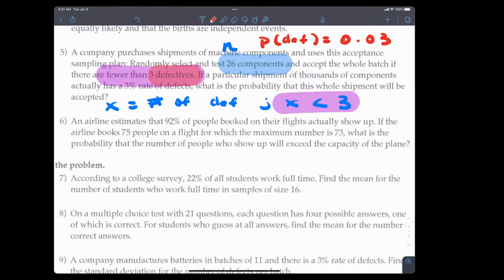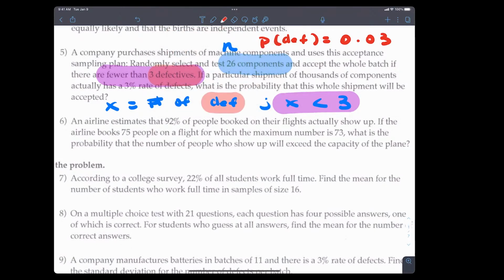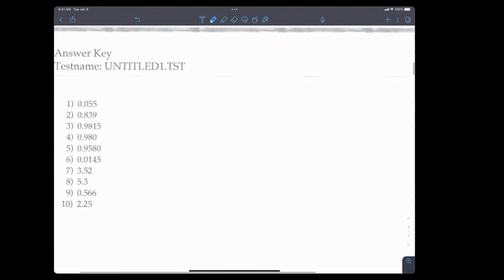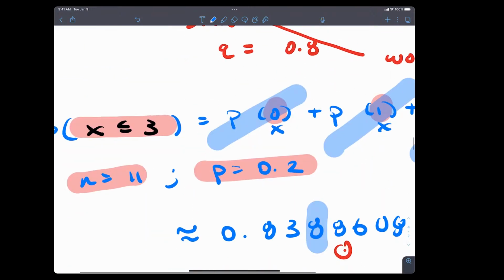Now remember, being defective is what we're going to call a success, because we let X be the number of successes. So this is a success, being defective. Okay, I know it's odd. Don't look into it. So let me look at this as question number 5 now. Let's look at this in terms of a single trial. 3% defect rate.